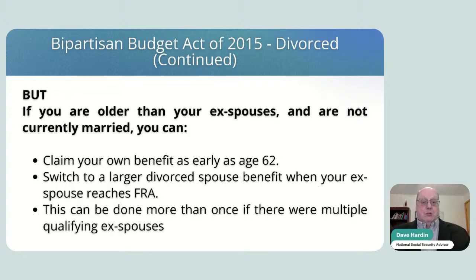If you're older than your ex-spouse and you're not currently married, you can claim your own benefit as early as 62 and then switch to a larger divorce spouse benefit when your ex-spouse reaches full retirement age. Listen to this. This can be done more than once if you have multiple qualifying ex-spouses. So, look, I don't want to make light of this, but if you've had multiple 10-year marriages, you've got some options here. You could file, and Social Security makes it very easy. You can pick the one you want to go first. You can pick the lower income one first, ride that out until the other one matures to the highest amount, and then switch. It gives you some options here to get that happening.